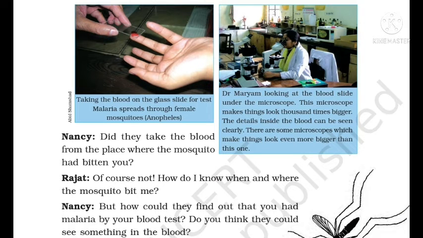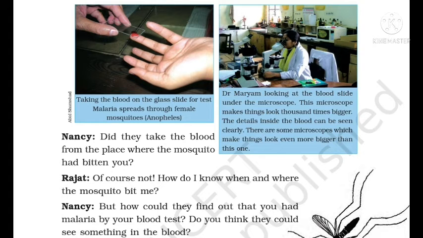Now, Nancy asks Rajat, "Did they take the blood from the place where the mosquito had bitten you?" Rajat replied, "Of course not. I do not know when and where the mosquito bit me." Nancy: "But how could they find out that you had malaria by your blood test? Do you think they could see something in the blood?"